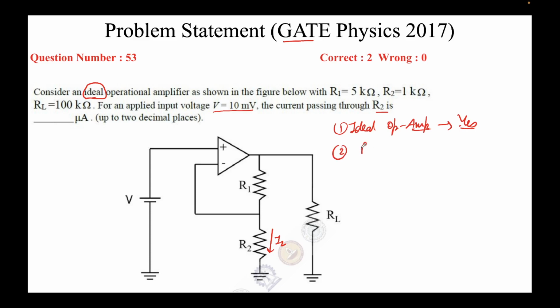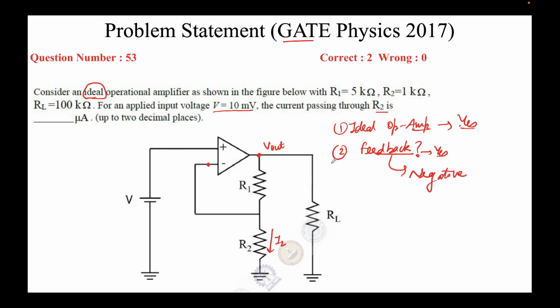Second, check if there is a feedback or not. How do we check if there is a feedback or not? If the output node, Vout, this signal is being fed somewhere to the input. So we see that this output through this resistor, feedback resistor R1, is being fed to the inverting terminal V minus. So yes, there is a feedback. What kind of feedback? A negative feedback.